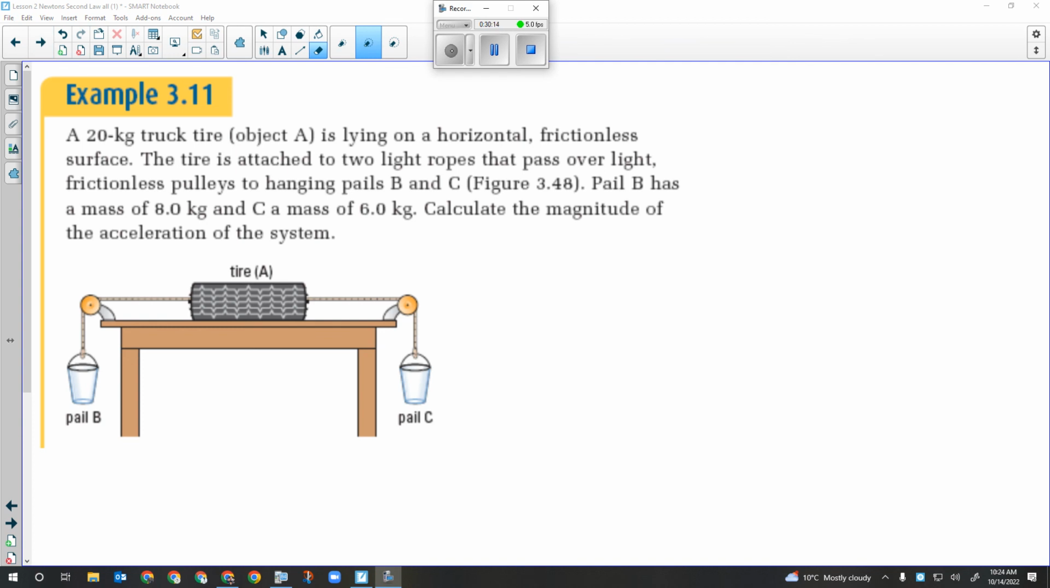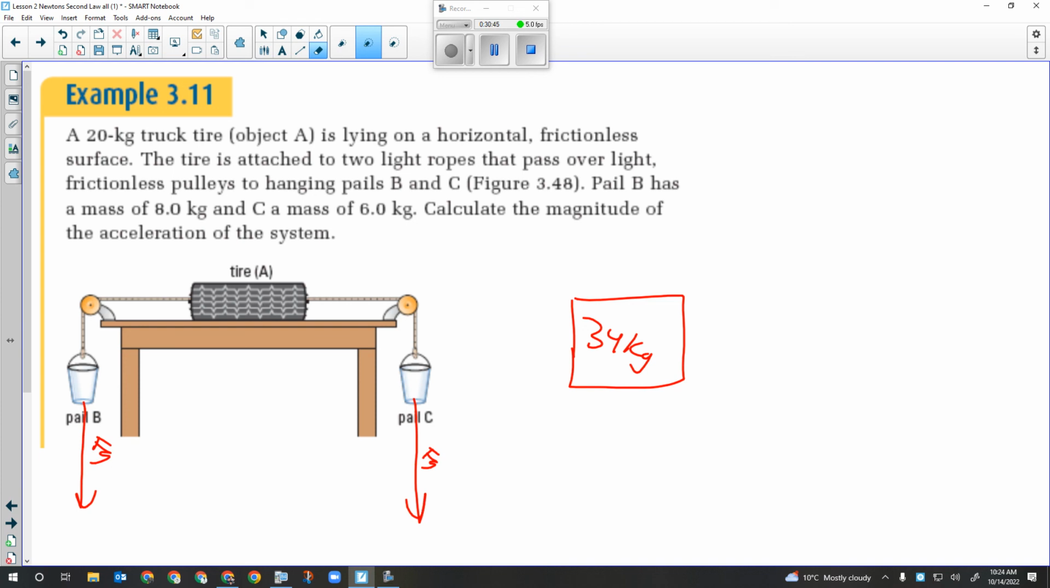So they want the magnitude of the acceleration of the system. So can I simplify this if I'm just doing the whole system? Yeah, absolutely, and I should. I should just write this as though I am dealing with a 34 kilogram mass. I just combine all the masses, the 8, the 6, and the 20. So I've got 34 kilograms. The forces that are driving this system are the force of gravity here and the force of gravity here.